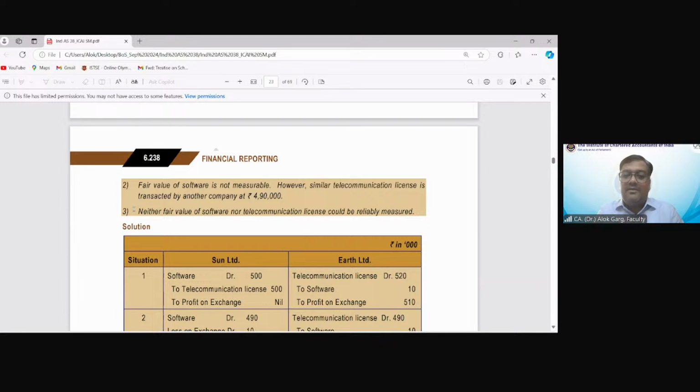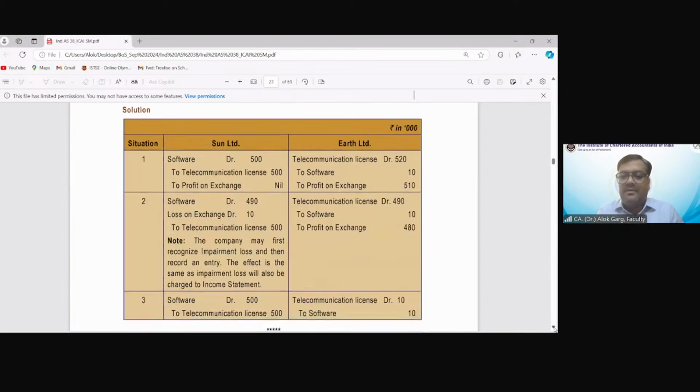Third, neither the fair value of the software nor of the telecom license could be reliably measured. Fair value of the asset acquired and the asset given up, nothing is measurable. Not to worry. You have the WDV: software account debit to telecom license 5 lakh. Record the WDV of the asset given up. It is there in your books of accounts. Correct?